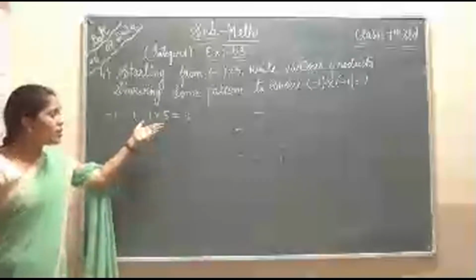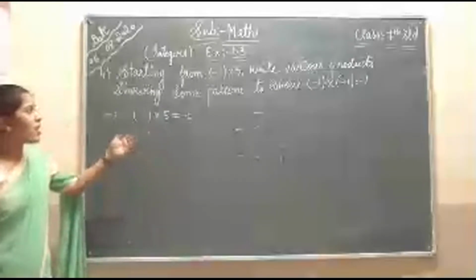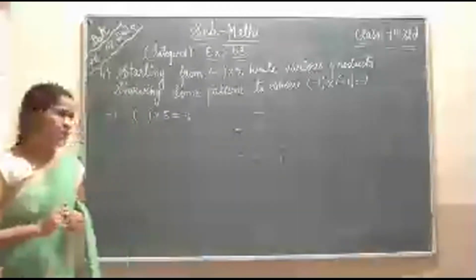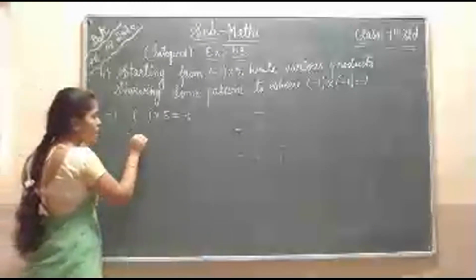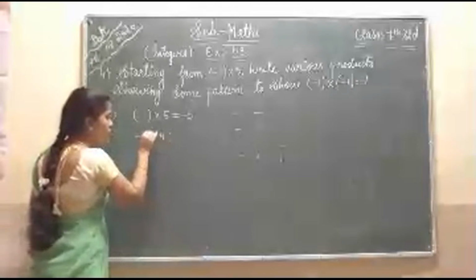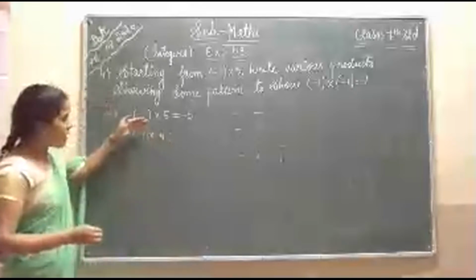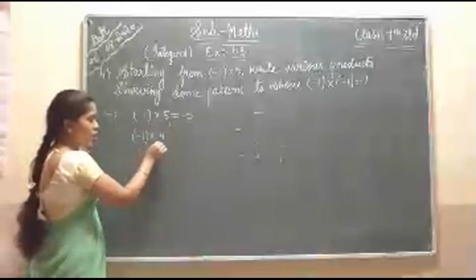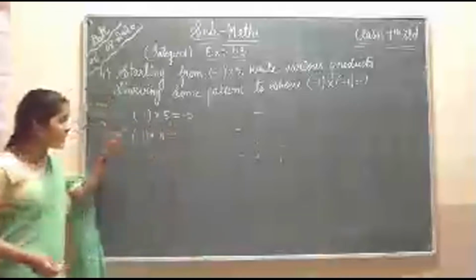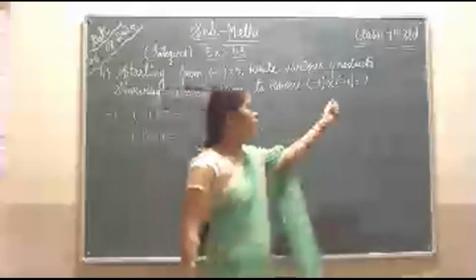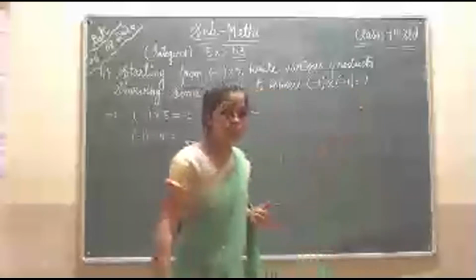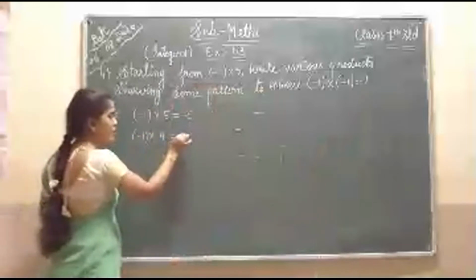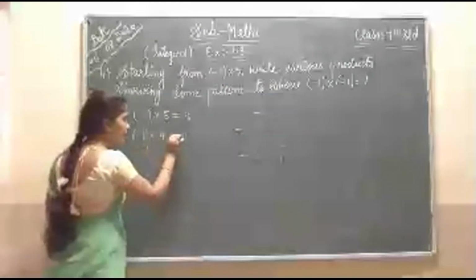Starting from this, continue various products. I am showing some pattern to show minus 1 into minus 1 equals to plus 1. Next, after this, minus 1 into 4. See here. Continuously we are multiplying. 1 into 5. Next step is minus 1 into 4. Why are we going in decreasing order? Because here we want minus 1. So minus 1 into 4. First multiply 1 into 4 is 4. Here also minus into plus is minus.